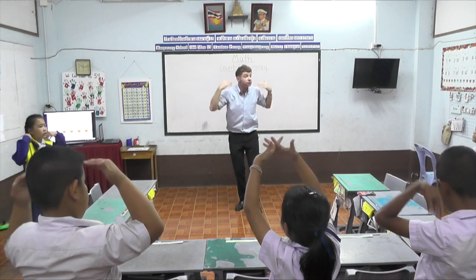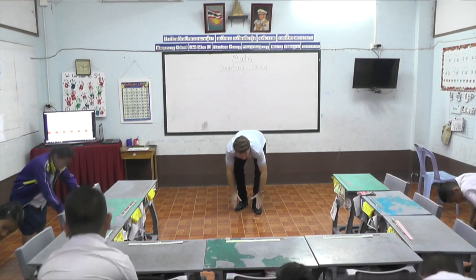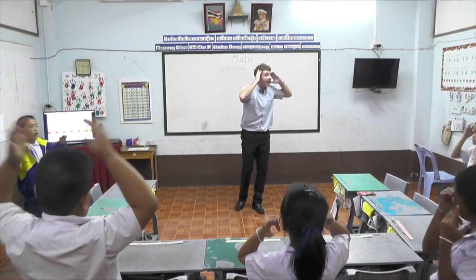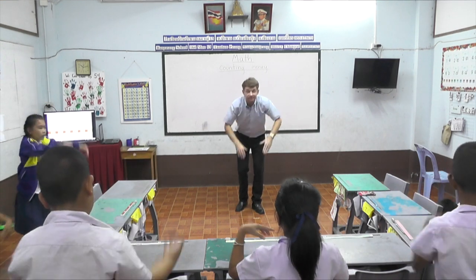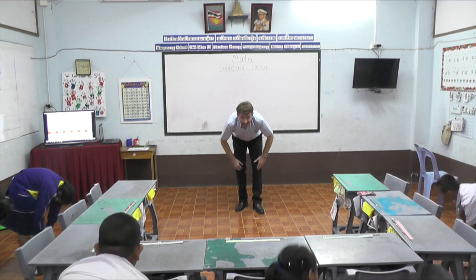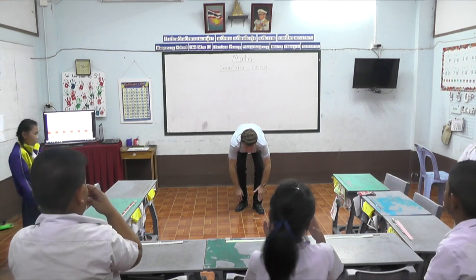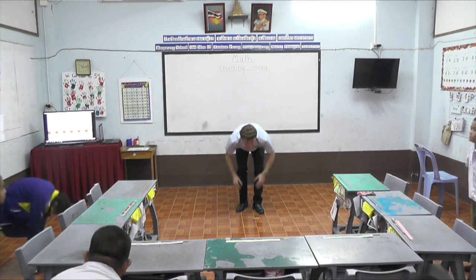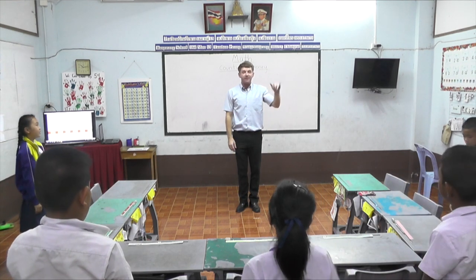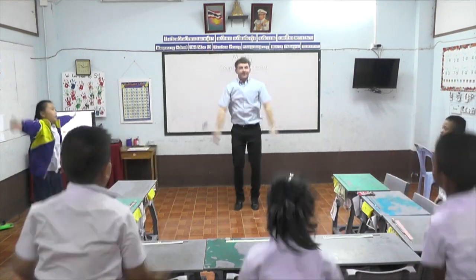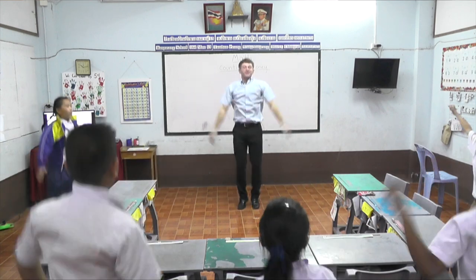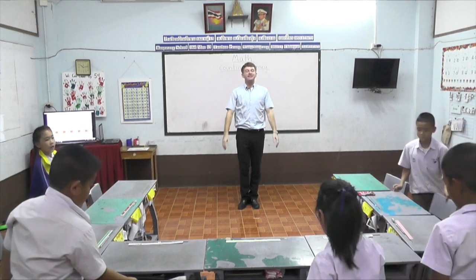Head. Shoulders, knees and toes, head, shoulders, knees and toes, eyes and ears and mouth and nose, head, shoulders, knees and toes, and to finish, 5 star jumps. 1, 2, 3, 4, 5. Excellent, guys, have a seat.